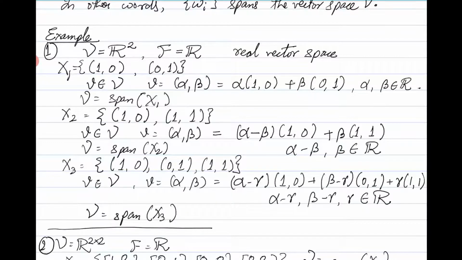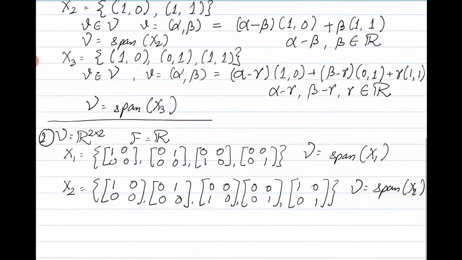Also, for the real matrices, we considered two sets of vectors, namely set x1 and x2. x1 could span the vector space and consist of linearly independent vectors, while x2 does not have linearly independent vectors and still spans the vector space. So, by definition, x1 qualifies to be a basis.